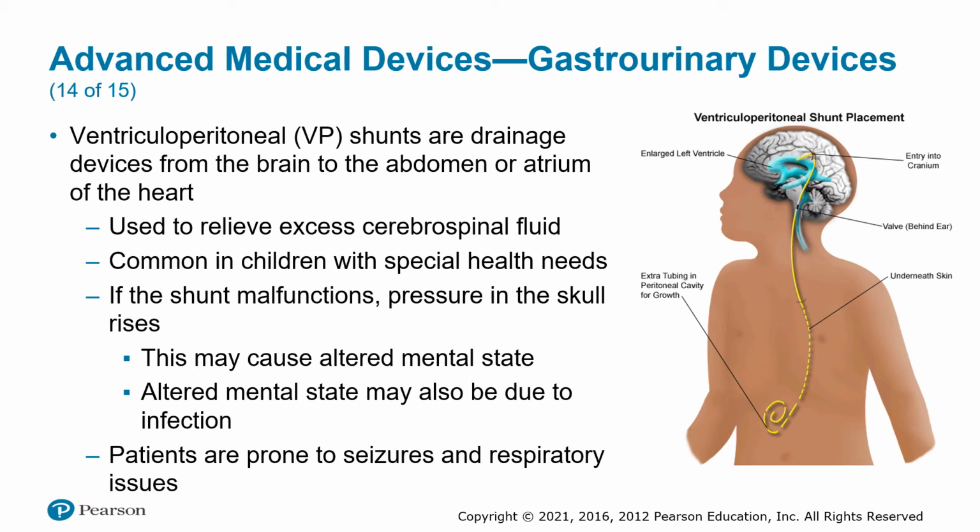VP shunts are drainage devices from the brain to the abdomen or atrium of the heart. They are used to relieve excess cerebral spinal fluid. It is common in children with special needs. If the shunt malfunctions, then pressure in the skull rises, and it may cause an altered mental state. It may also be due to an infection, and patients are more prone to seizures and respiratory issues as well.